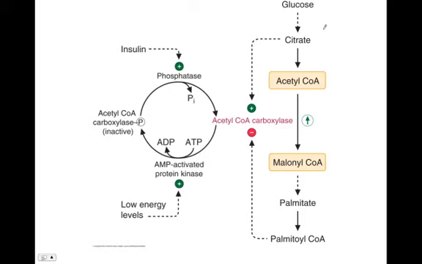The summary of this regulation is shown here, where citrate will stimulate the activity of acetyl-CoA carboxylase, which is our regulatory enzyme for fatty acid synthesis. Insulin again will also stimulate a phosphatase, which will dephosphorylate acetyl-CoA carboxylase, converting it to the active state, such that acetyl-CoA carboxylase can facilitate the synthesis of palmitate.